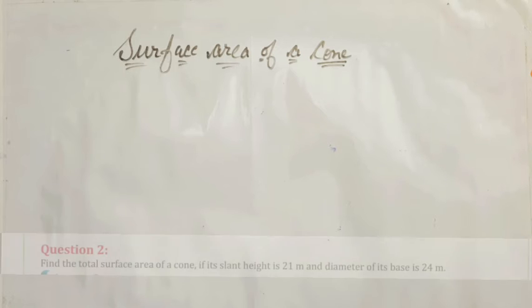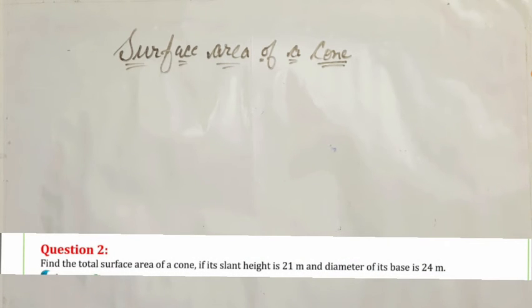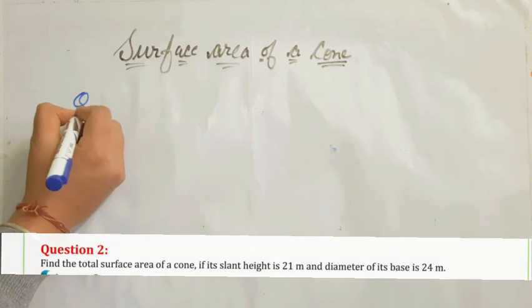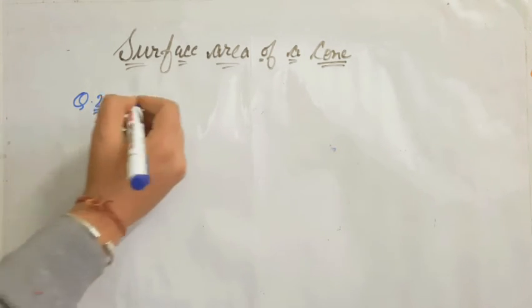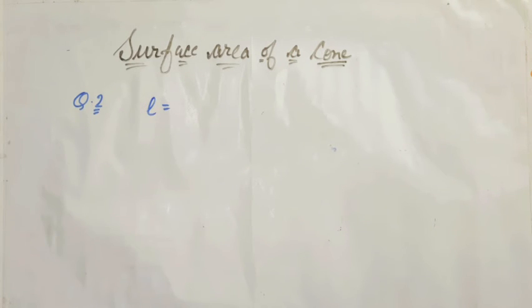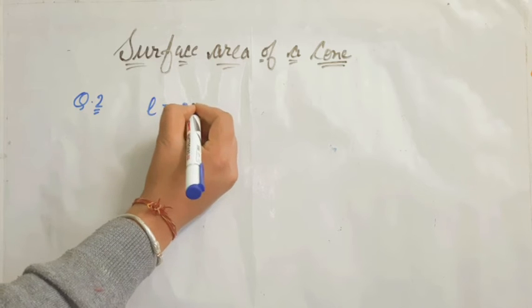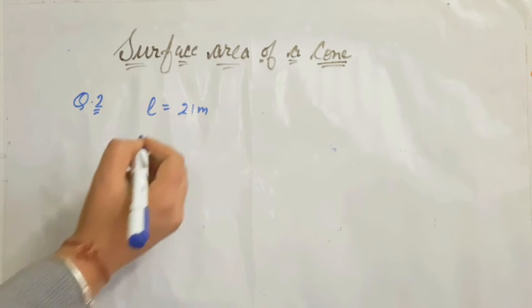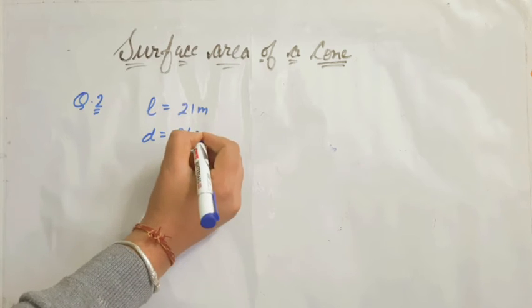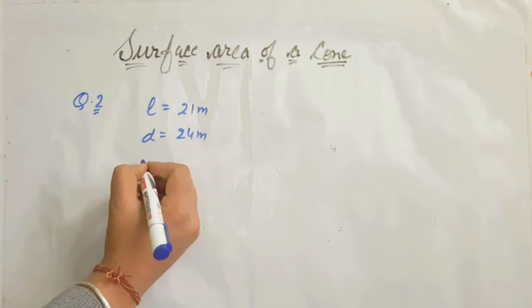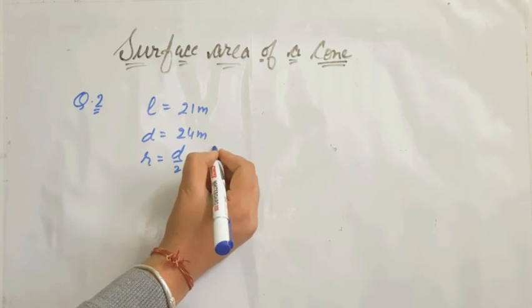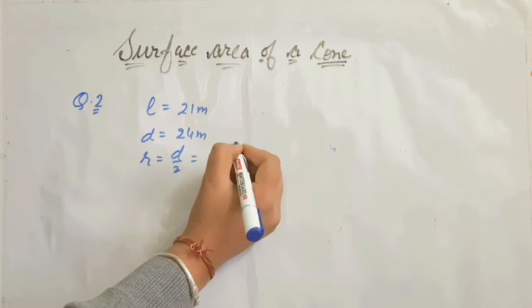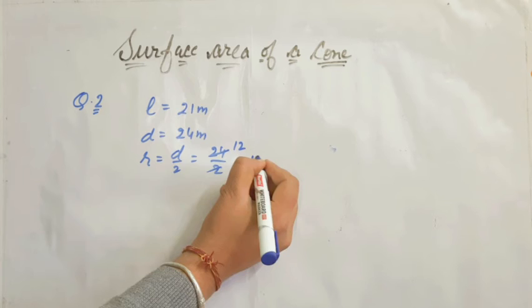One more question like this we have. Find the total surface area of a cone if its slant height is 21 meter and diameter of base is 24 meter. So this is question number 2 of exercise 13.3. What is given? Slant height L is given 21 meter and diameter D is given 24 meter. So radius R will be equal to diameter upon 2, as I discussed in the previous question. So 24 upon 2, which is equal to 12 meter.